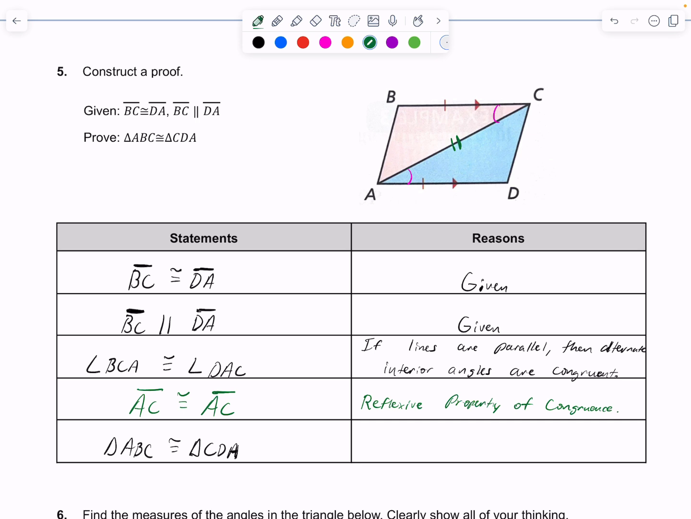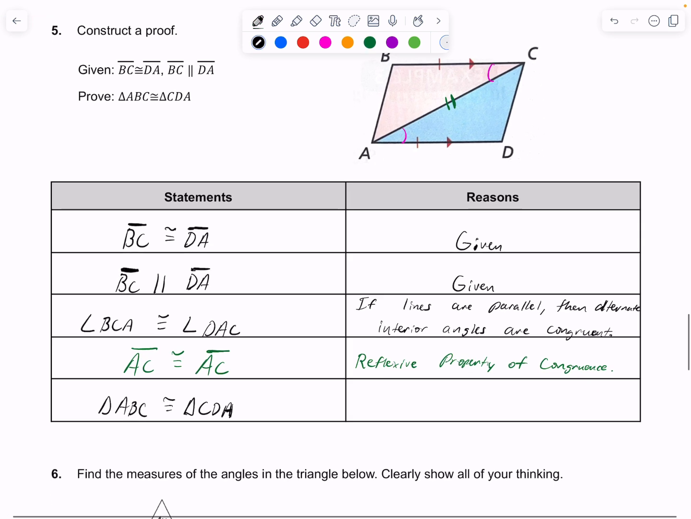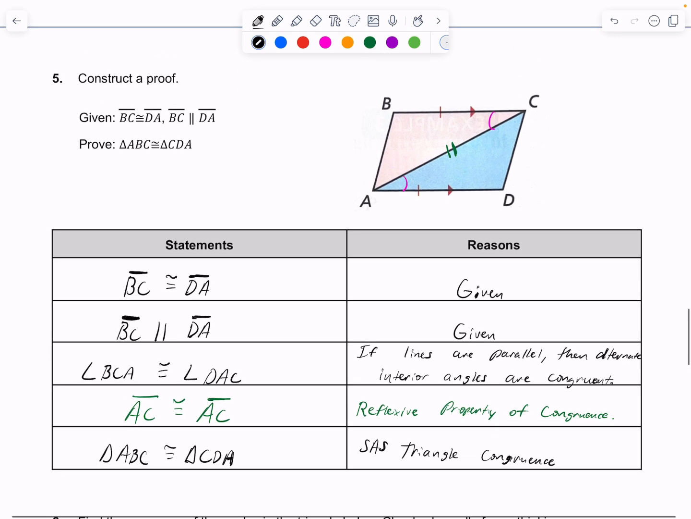So if we know that corresponding sides and then the included angle are congruent as well, then we know that everything about these triangles is the same. So I'm going to write for my proof here: side, angle, side triangle congruence, which is what we talked about in part 1. Okay, so that's it for number 5. That's how we do that proof.